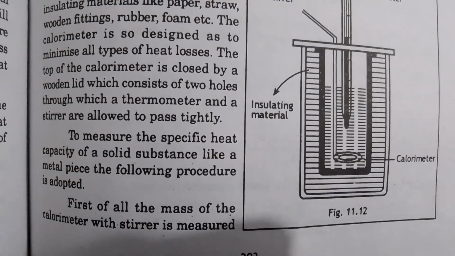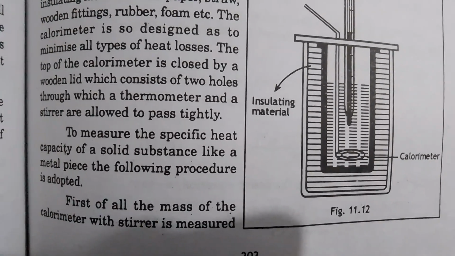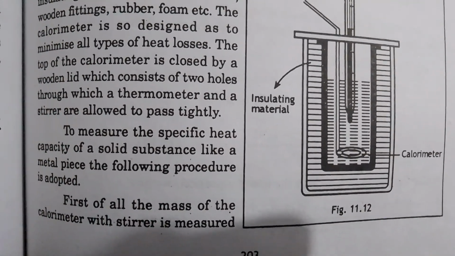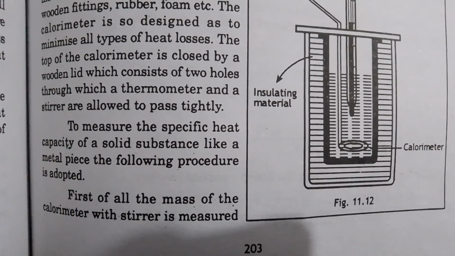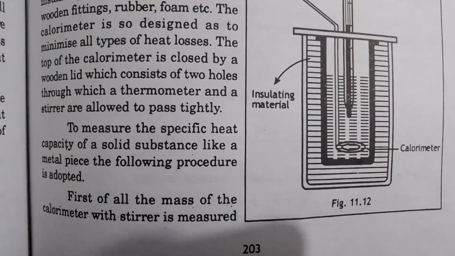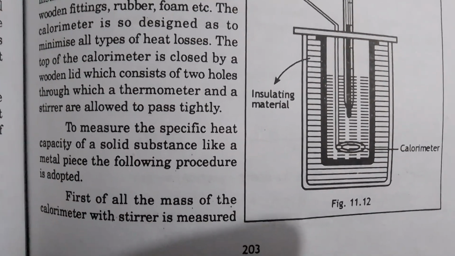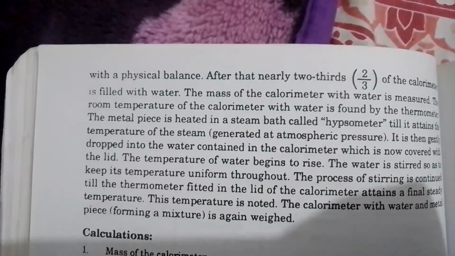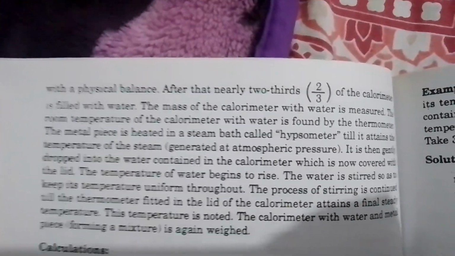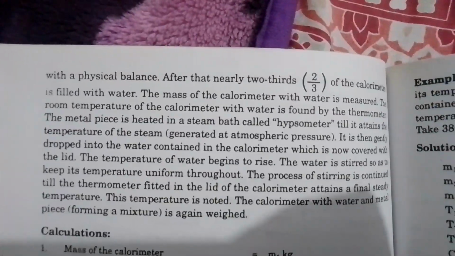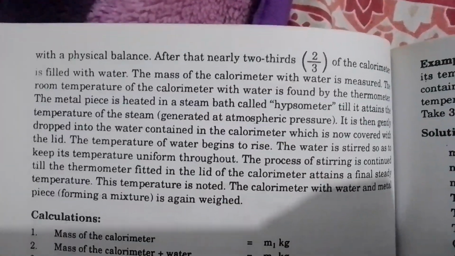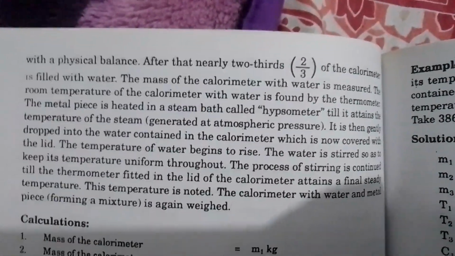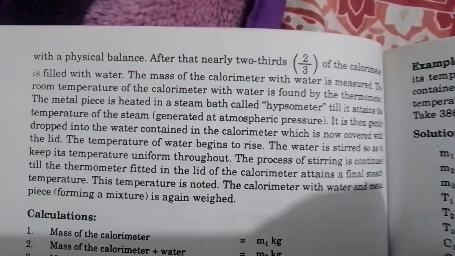To measure the specific heat capacity of a solid substance like a metal piece, the following procedure is adopted. First of all, the mass of the calorimeter with stirrer is measured with a physical balance. After that, nearly two-thirds of the calorimeter is filled with water. The mass of the calorimeter with water is measured. The room temperature of the calorimeter with water is found by the thermometer.